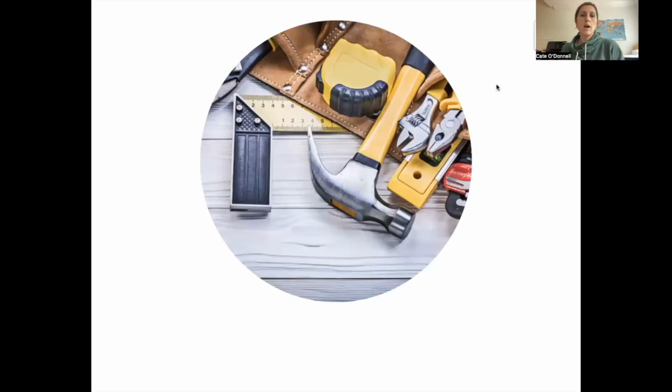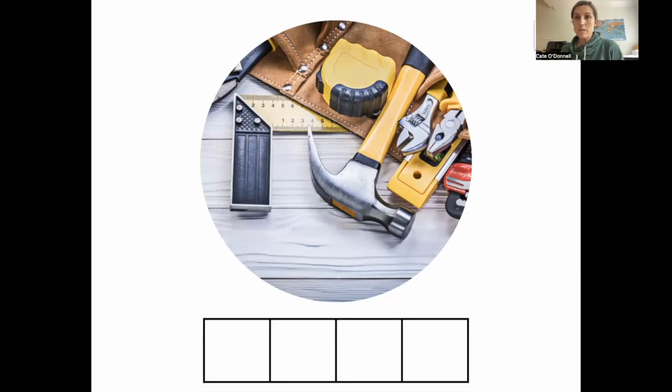All right. Our last picture, these are tools. Our word is tools. Notice I have the S at the end of tools because we have more than one. How many sounds do you hear in the word tools? There are 4 sounds in the word tools. What's the first sound you hear? T, t. What letter makes the T sound? The letter T.